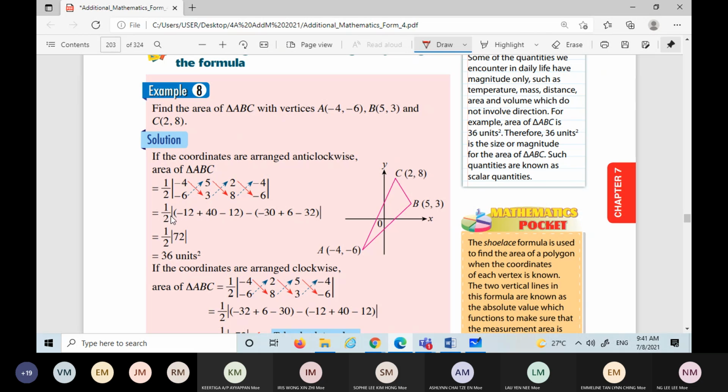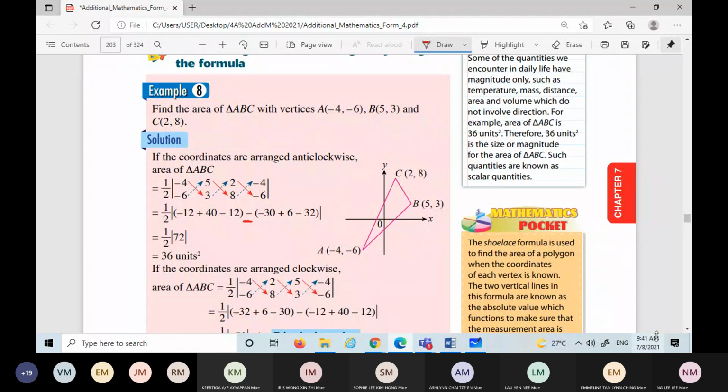This one you make it positive. You see in front got nothing, it is positive. Then the blue color one, you make it negative, so you minus. Same thing, get the sum of the products. So -6 times 5 is -30. 3 times 2 is 6. 8 times -4 is -32. Then you just get this whole thing minus this whole thing. Then divide by 2. Then this one is your answer. So you see if you arrange the points anti-clockwise, you are getting positive.